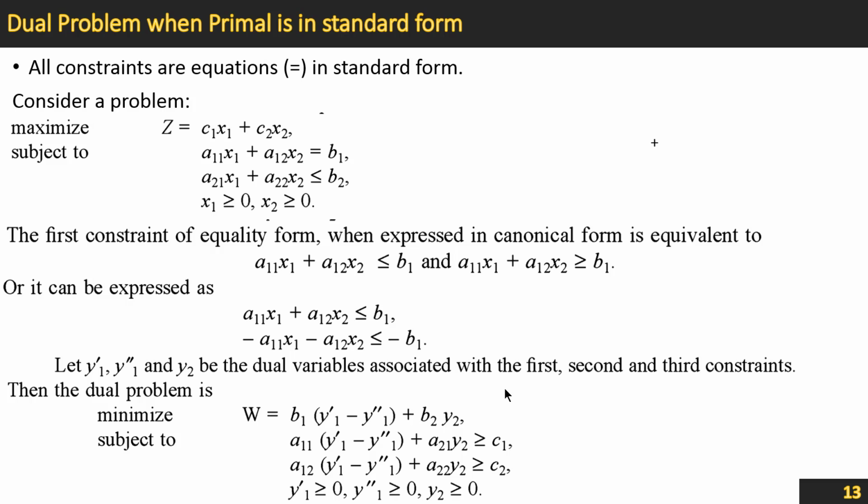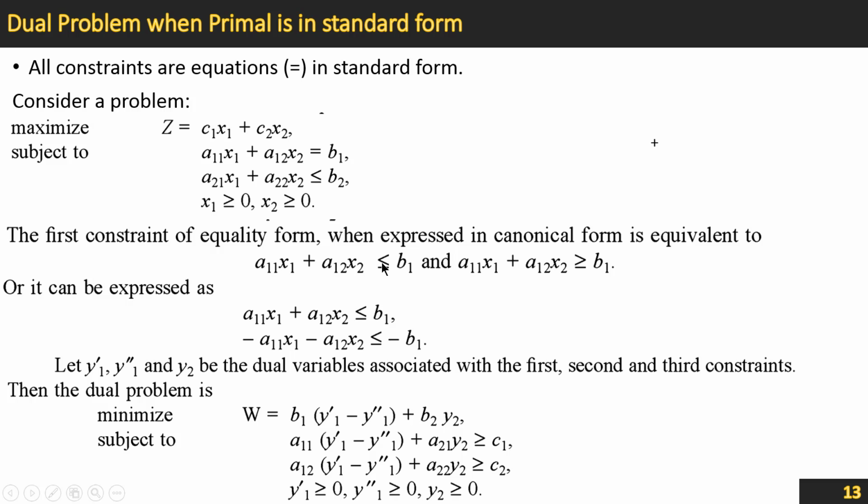So if any constraint is in the form of an equation, what to do with that? As I have told, if the problem is of maximization, then all the constraints must be of less than or equal to type, but here it is equal to type. This is not desirable. So we have to convert this equal to sign into less than or equal to type. The first constraint can be written as less than or equal to and greater than or equal to, right? This can be written like that.